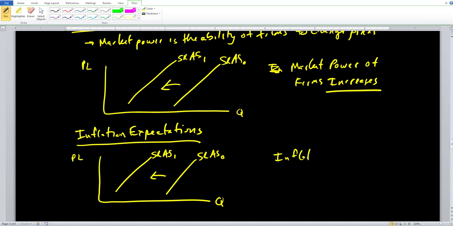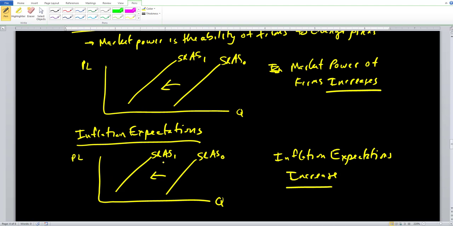So here we have inflation expectations increase. If inflation expectations increase, firms and corporations believe that price levels are going to go up in the future, then they're going to go ahead and supply less.